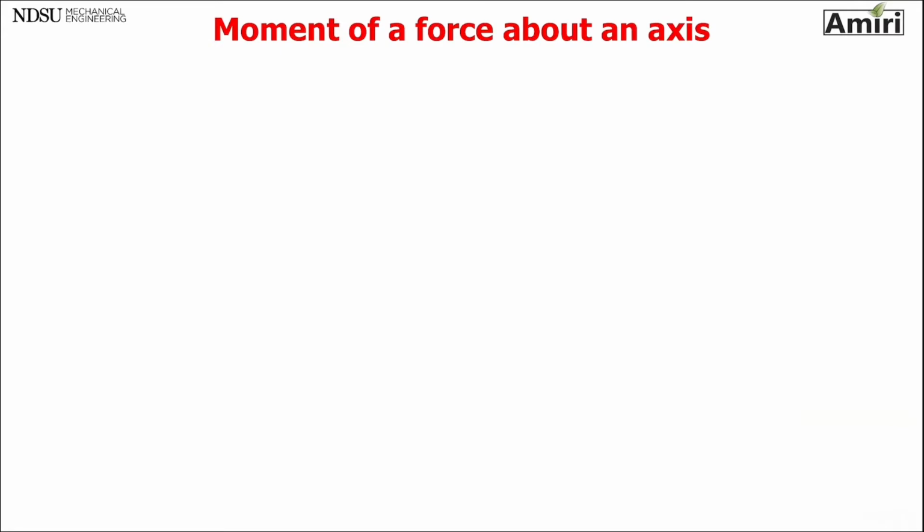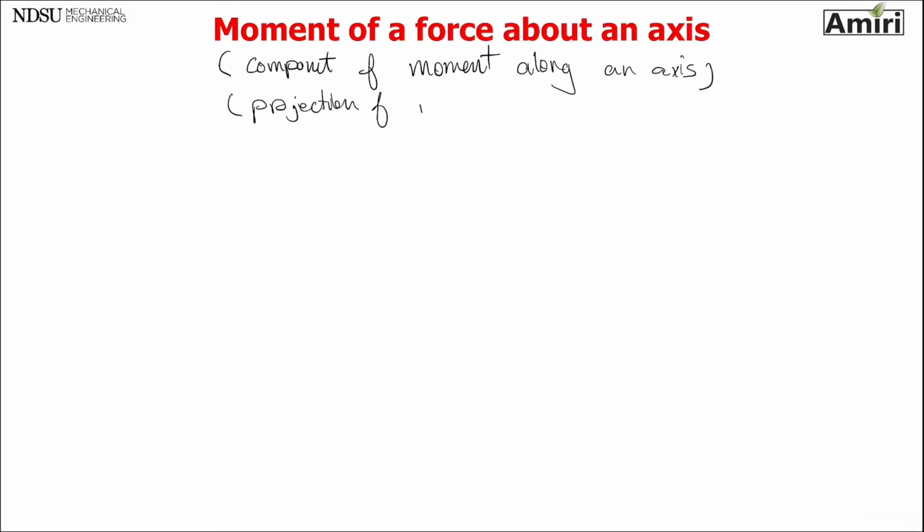So moment of a force about an axis, I want to remind you of something. Read it this way: component of moment along an axis. Read it this way: projection of moment along an axis. Okay, when you read it that way, what does it remind you of? What do you recall? Where did you hear that before? Let me help you a little bit.